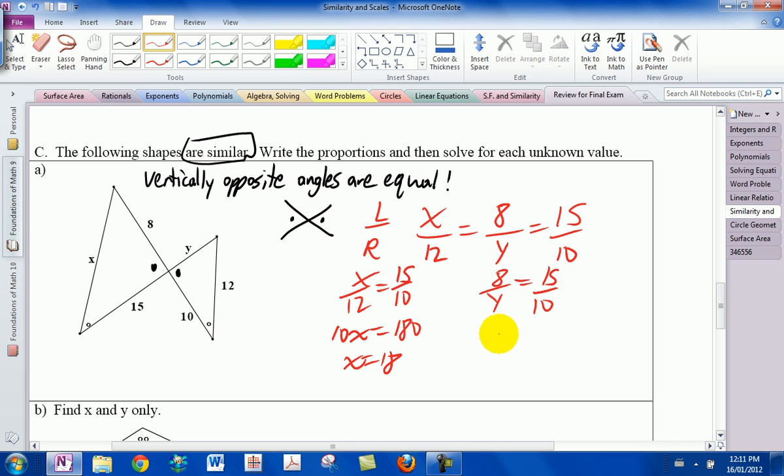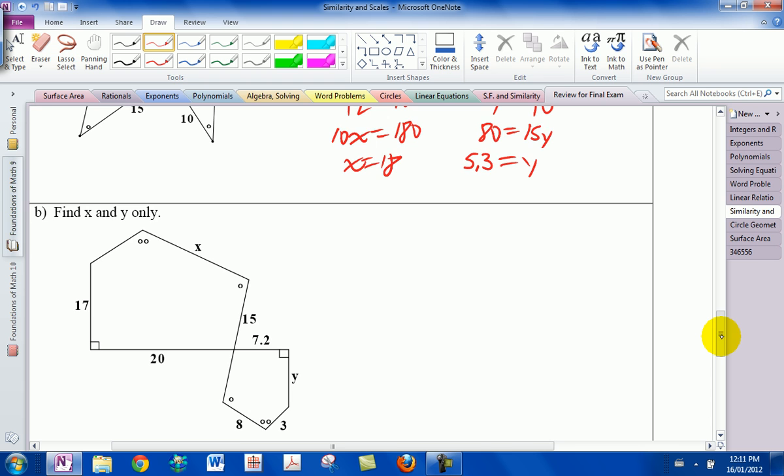Next one, we have 80 equals 15y. So y equals 80 divided by 15. What is it? 5.3. Is he correct? Okay. Any questions?